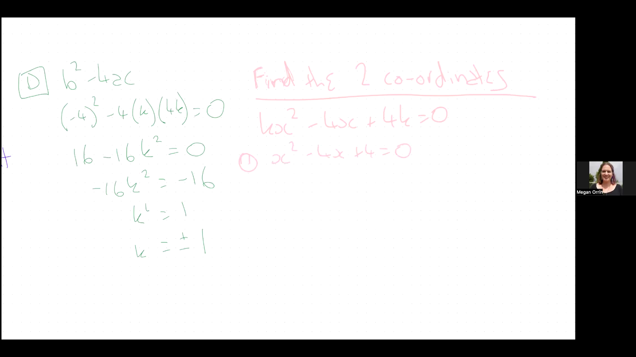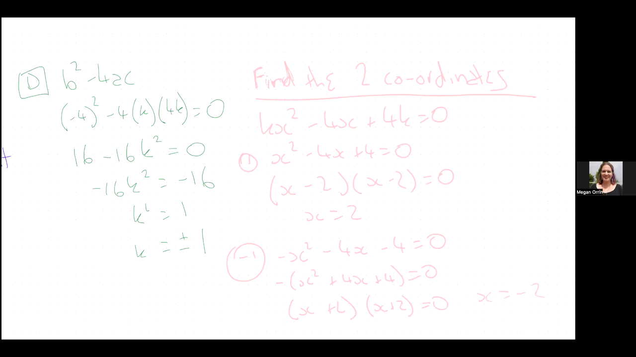So what are my two solutions? Good, minus 2, minus 2. So x is 2. And then for my minus 1 solution, I've got negative x squared minus 4x minus 4 equals 0, which means I've got to take the negative out. So then what are my two solutions here? Good, plus 2 and plus 2. So that means x equals minus 2. So these are my two x solutions.